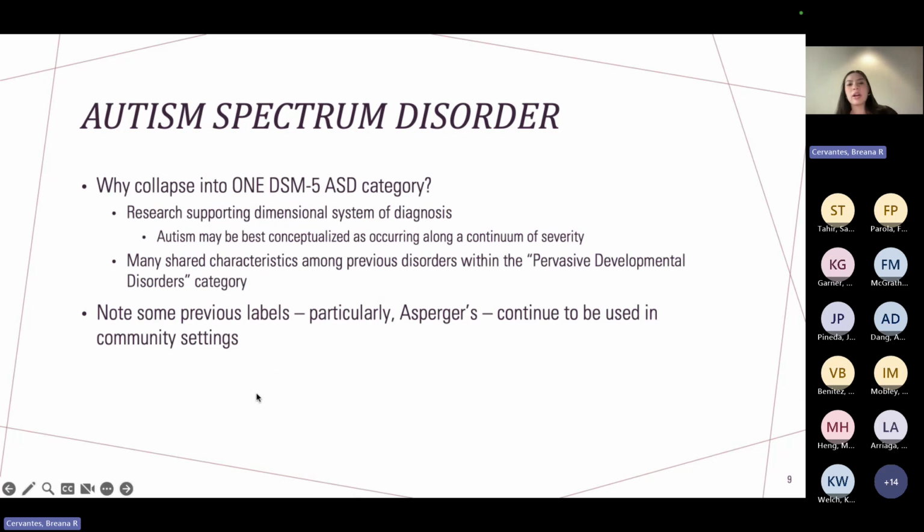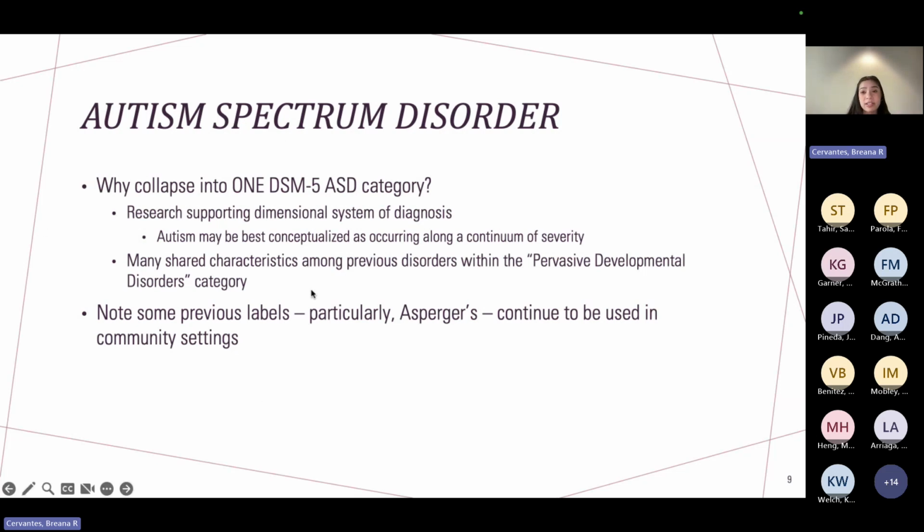So why do we even care to collapse all those different disorders into one diagnostic category? It's because we have our research showing us that moving towards dimensional systems of diagnosis is probably as close to nature as we can get in terms of what our research is showing. And so we think of autism as being best conceptualized along a continuum of severity, and that's why you can have Asperger's on the lower end of maybe the social communication aspects of ASD, and then it varies all the way up until like low to high impairment.